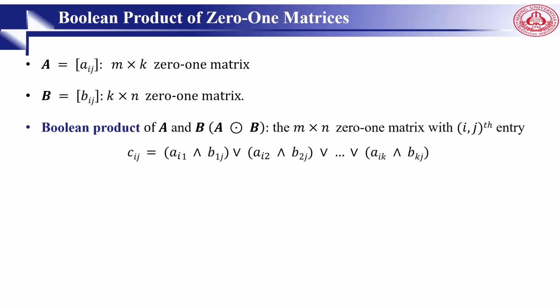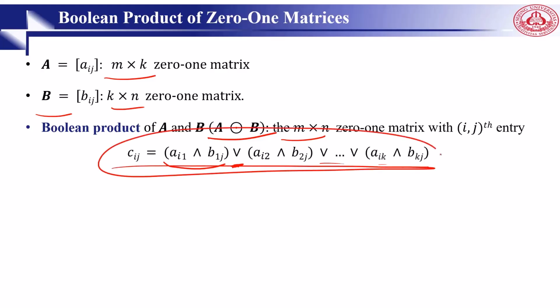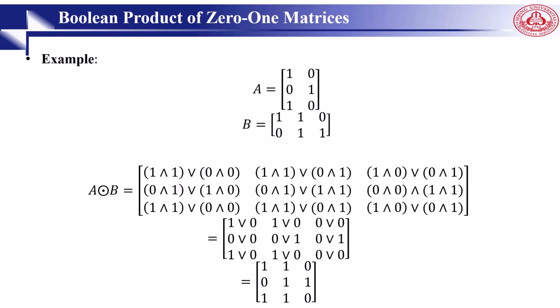The next one is the Boolean product for 0, 1 matrices. If we have a matrix A of m by k, number of rows and columns, and B of k by n, then the Boolean product, shown by A circle dot B, is an m by n 0, 1 matrix where cij is ai1 AND b1j, OR ai2 AND b2j, up to aik AND bkj. This is the Boolean product. Here is an example to understand this one.